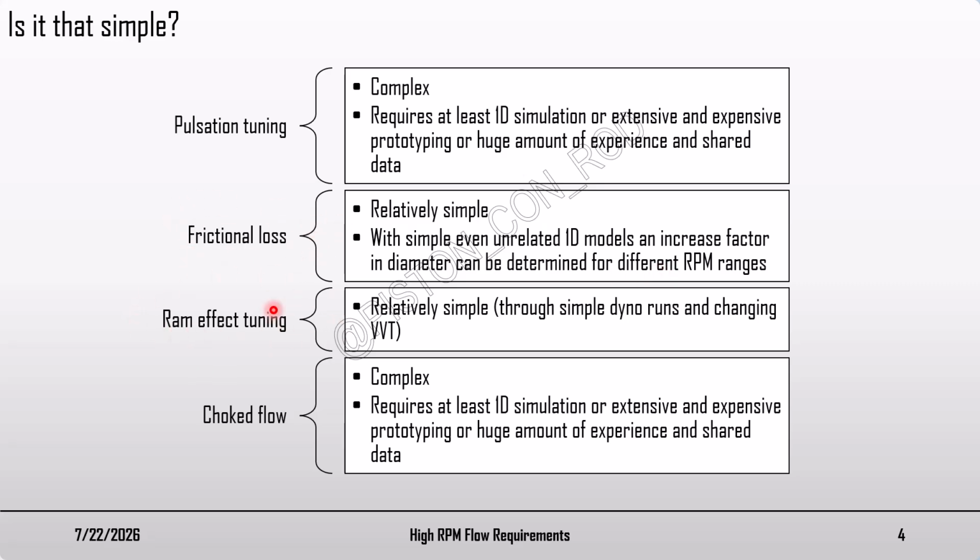The ram effect tuning is again very simple. You can use simple dyno runs and find the best intake valve close timing for the RPM range where you want to increase volumetric efficiency. So this one would be even simpler. And choke flow mitigation, just like pulsation tuning, would be very complex. It requires at least 1D simulation or extensive and expensive prototyping or a huge amount of experience and shared data.